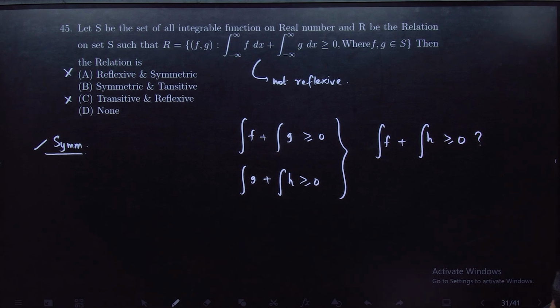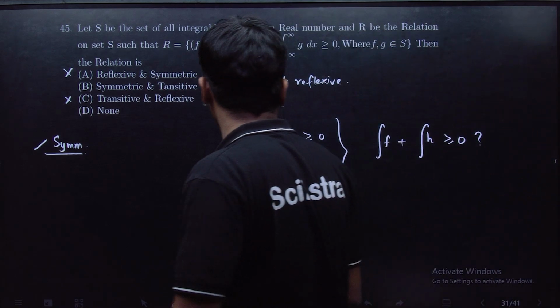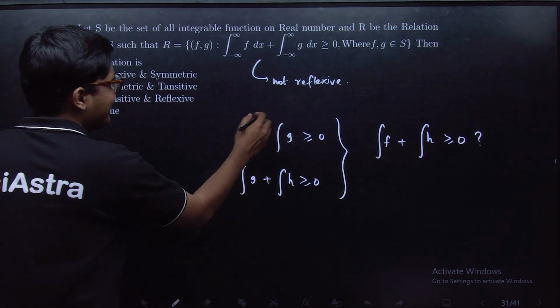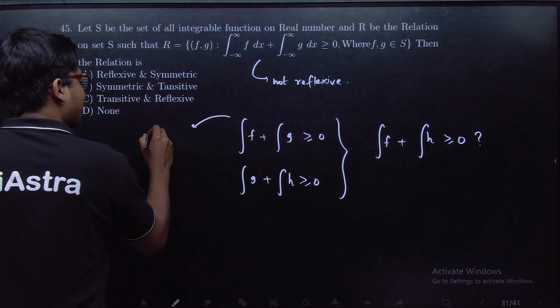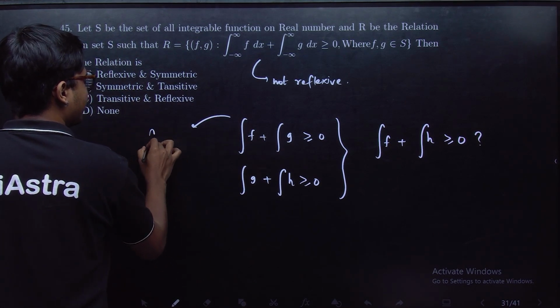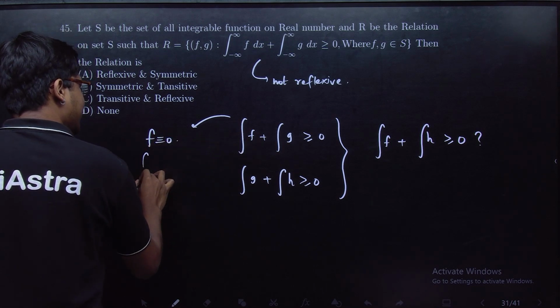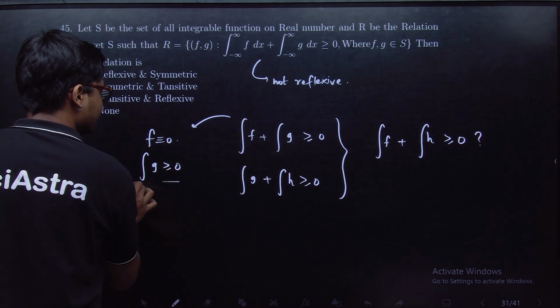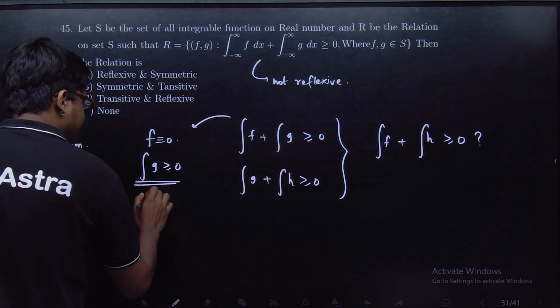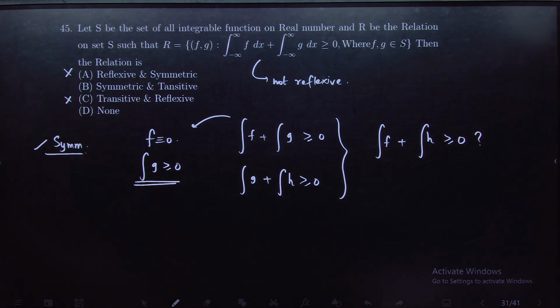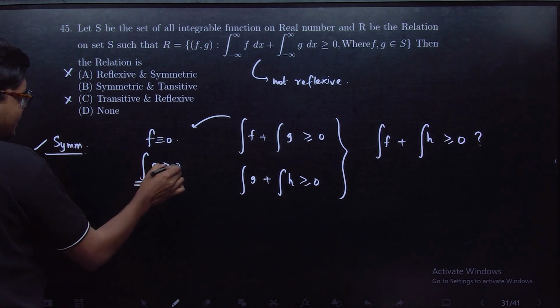So checking whether it's transitive, let's come up with a very simple counter example, okay? Suppose that integral of g is positive. Assume f to be identically equal to 0, and assume that integral of g is greater than or equal to 0. We want the sum to be greater than or equal to 0, so g plus h is also greater than or equal to 0. Let's go with this. So g is greater than or equal to 0.